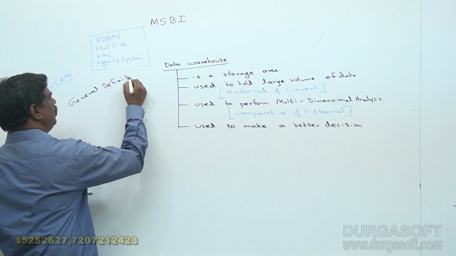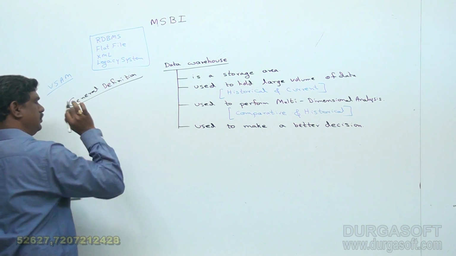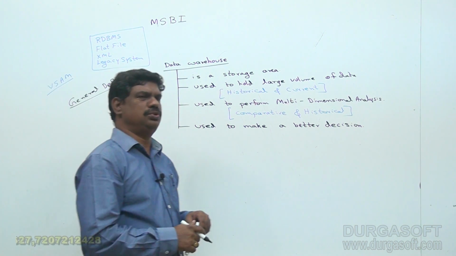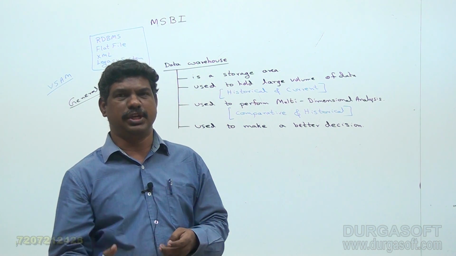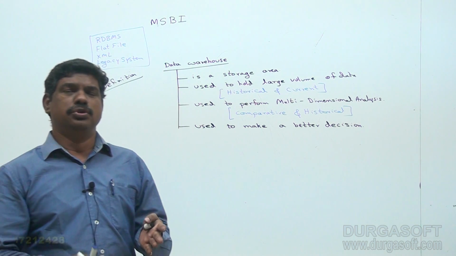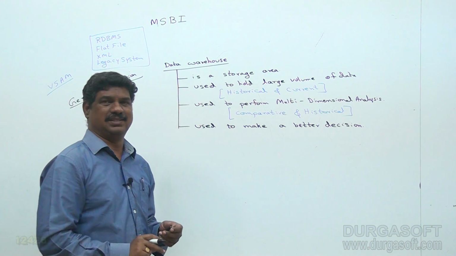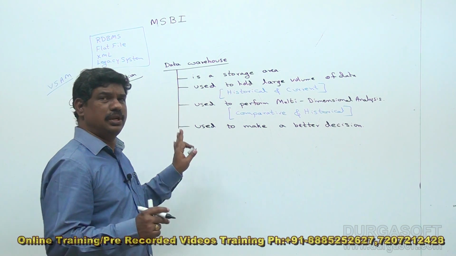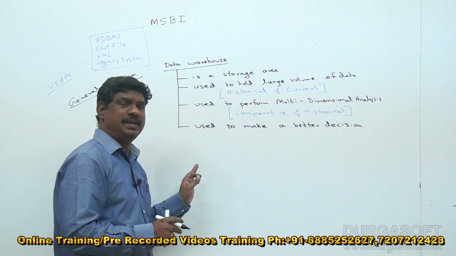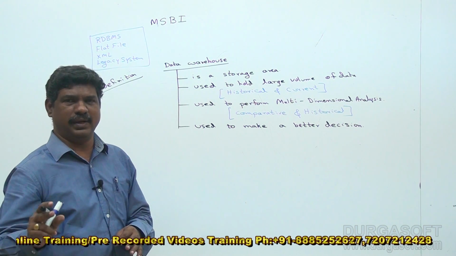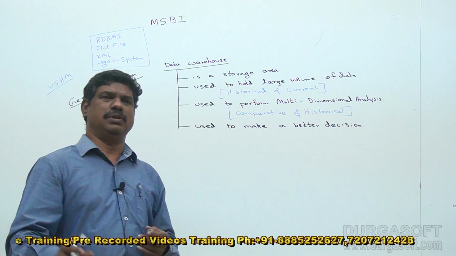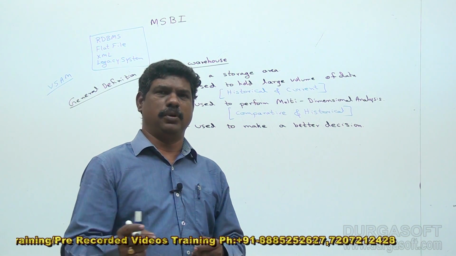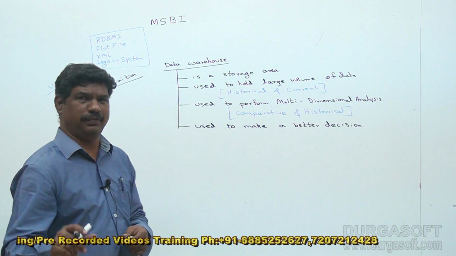This is the layman definition of data warehouse. What does data warehouse mean? Usually we will say it is a storage area used to perform analysis for making a better decision. It is a general, layman definition. The technical definition is different. We will see the technical definition a little bit later, in a couple of minutes.